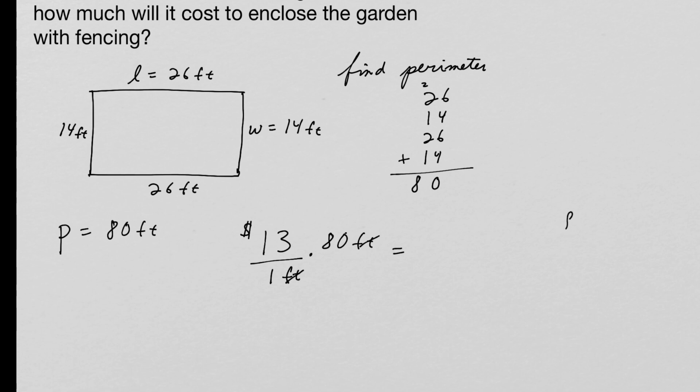I have 80 times 13, right? So 3 times 0 is 0. 3 times 8 is 24. Write a 0 here. 1 times 0 is 0. 1 times 8 is 8. Then I add. So it looks like this is going to cost $1,040. So that would be the total cost to enclose the garden with those dimensions.